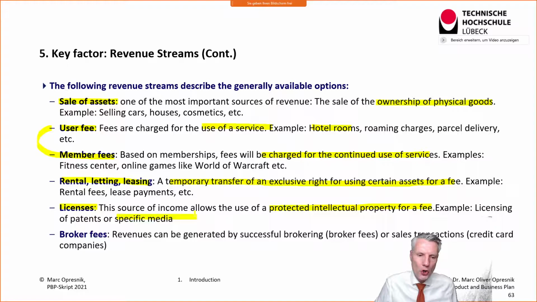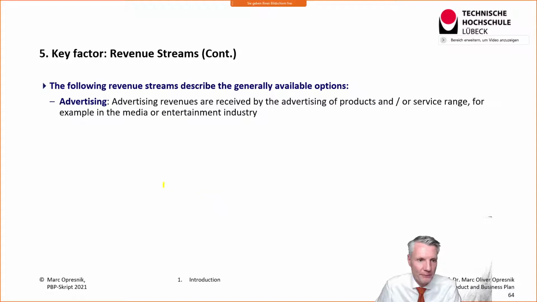Broker fees. Revenues can be generated by successful brokerage or sales transactions. Credit card, for example. We mentioned that before. PayPal is a good example for that. And advertisement. Advertising revenues are received by the advertisement of products or service range, for example, in the media or entertainment industry.